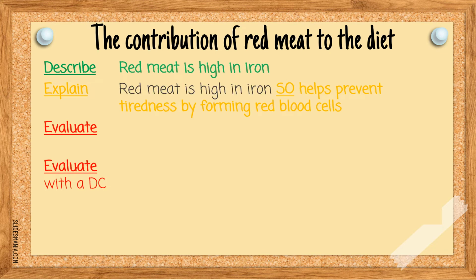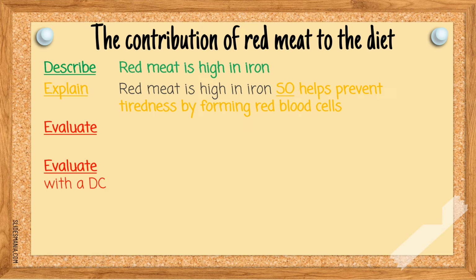So we've got our description here that red meat is high in iron. We've then elevated this answer to explain, which is shown in yellow. So we stabbed our answer, we've used the word so, and then we've explained why. So that it helps prevent tiredness by forming red blood cells. So we've given a reason why it's beneficial to the diet.